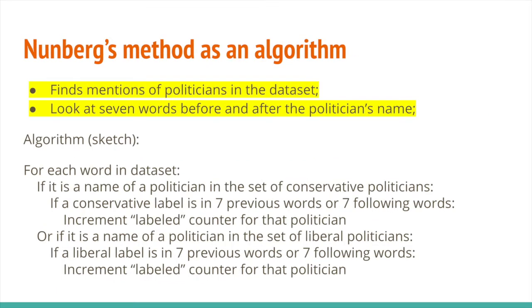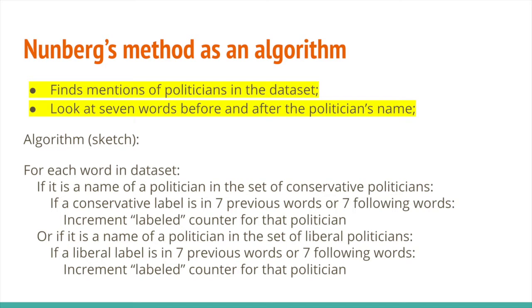So if we look at Nunberg's method as an algorithm, here's the method: find mentions of politicians in the data set and look at 7 words before and after the politician's name. We go from method to an algorithm as a sketch. This is not really what we mean by precise, where every step is precise, because there are some gaps here.